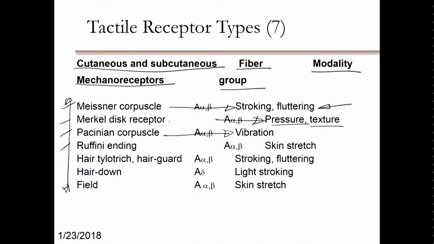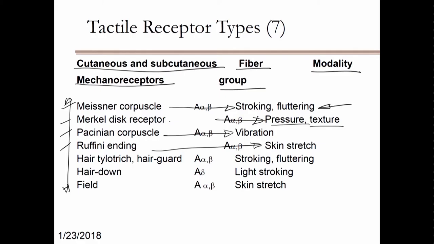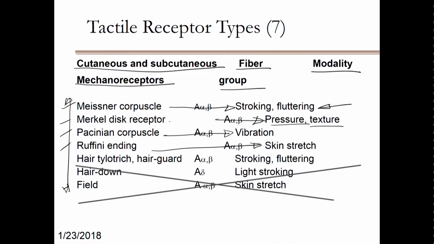Pacini senses the vibration, from a few hertz to 1000 hertz. Ruffini endings sense the skin stretch. When the blood vessel increases in volume, it gets stretched. That is sensed by the Ruffini endings. There are other senses also, but we will focus only on these four things. Whenever we say mechanoreceptors, we will remember Meissner, Merkel, Pacini and Ruffini endings.